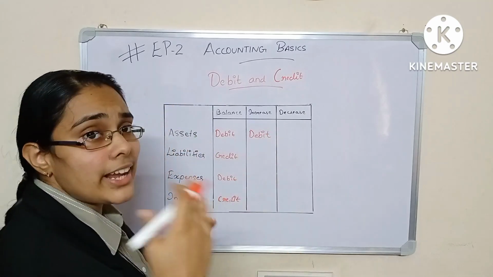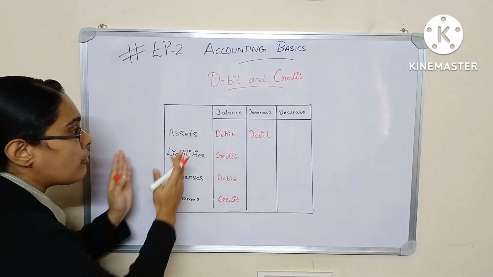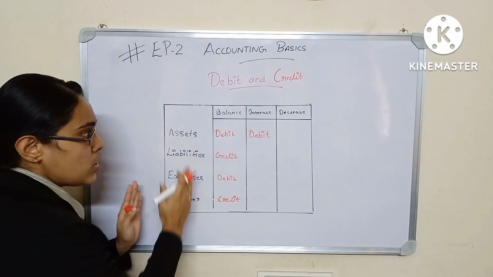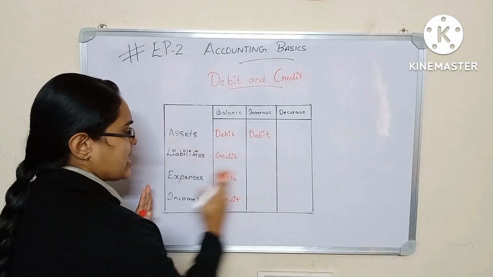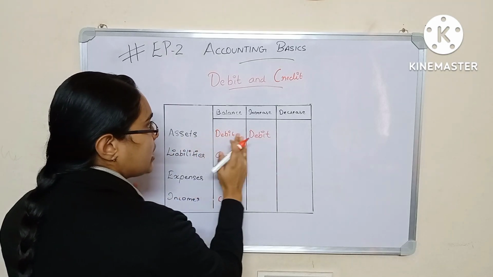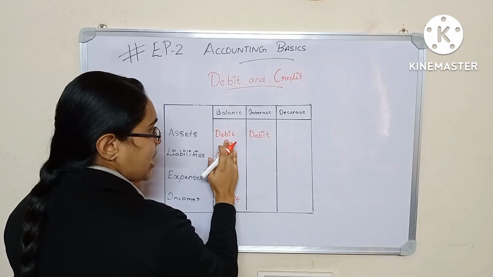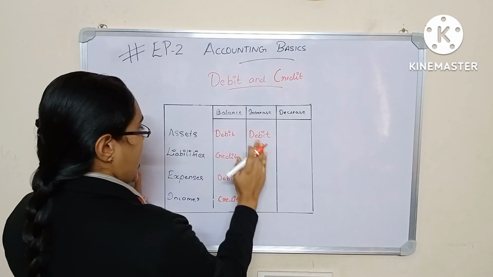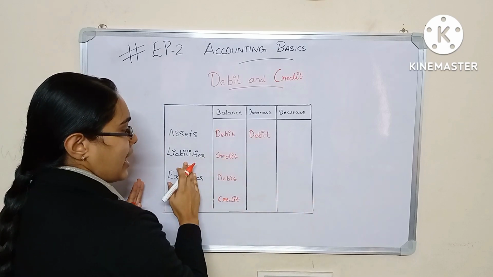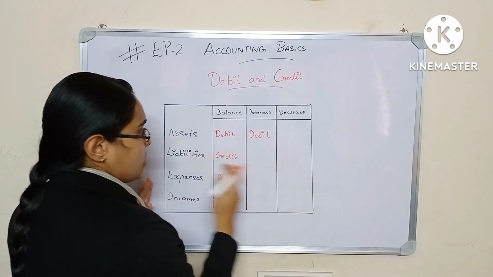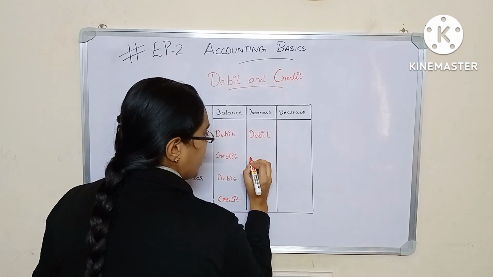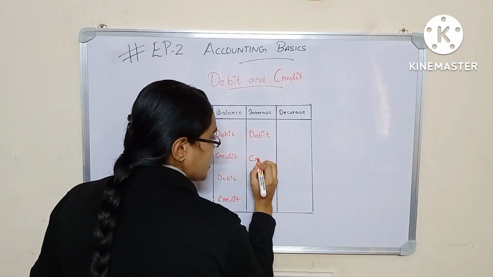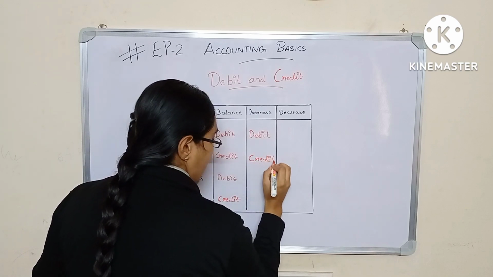Okay, so when you are increasing these types of accounts, you will give the same balance as here. If the balance is debit, when you increase the value of an asset, you will debit it. And if you want to increase your liabilities, your debt, we'll give credit balance itself. We'll credit the accounts.